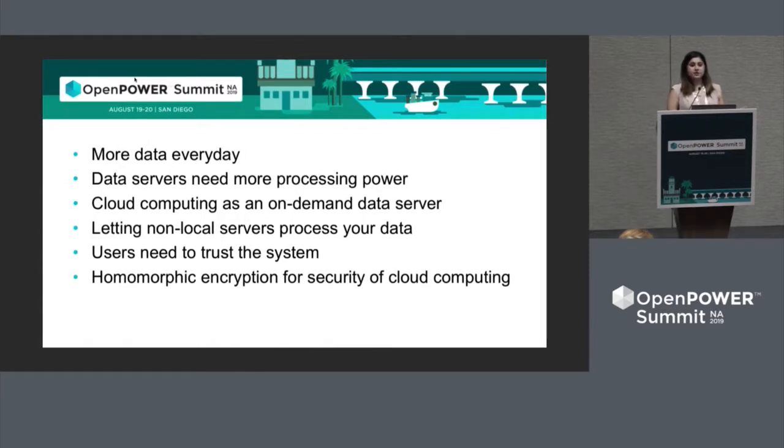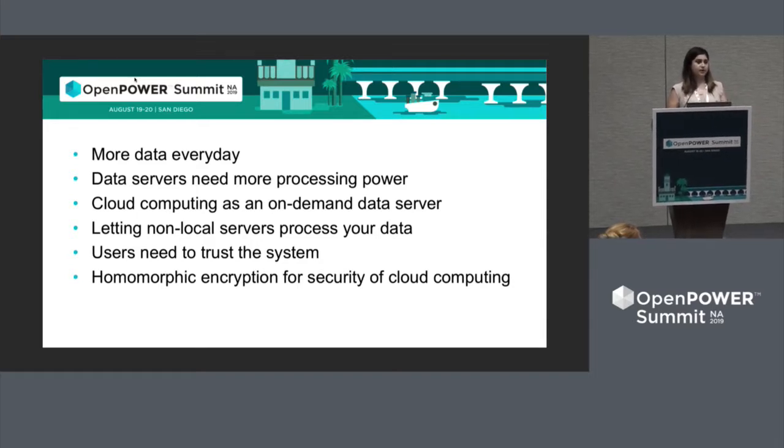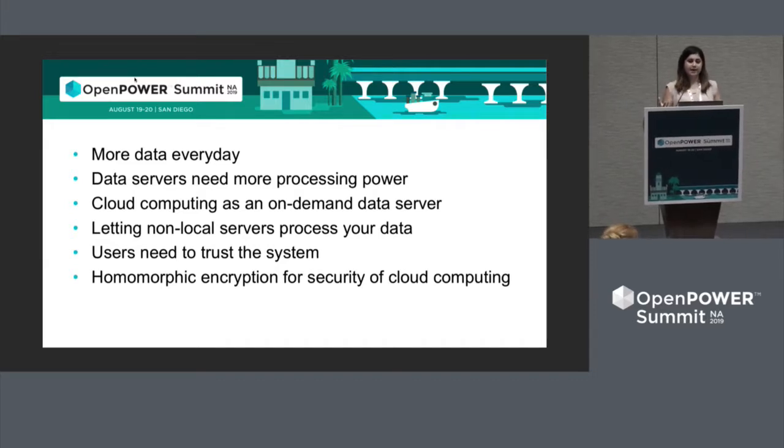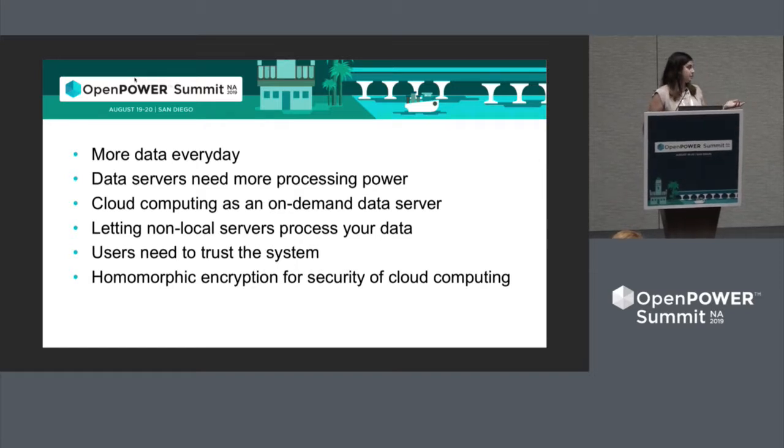A little bit of introduction. We know there's more data every day, and so data servers need more processing power. So we know that a lot of operation and processing on data is not being done locally and is being done on servers. So there are clients who are giving out their data to the servers, and they need to trust in the system. There is a need for some kind of security that they can trust in their servers having their data. A solution in that area would be homomorphic encryption.